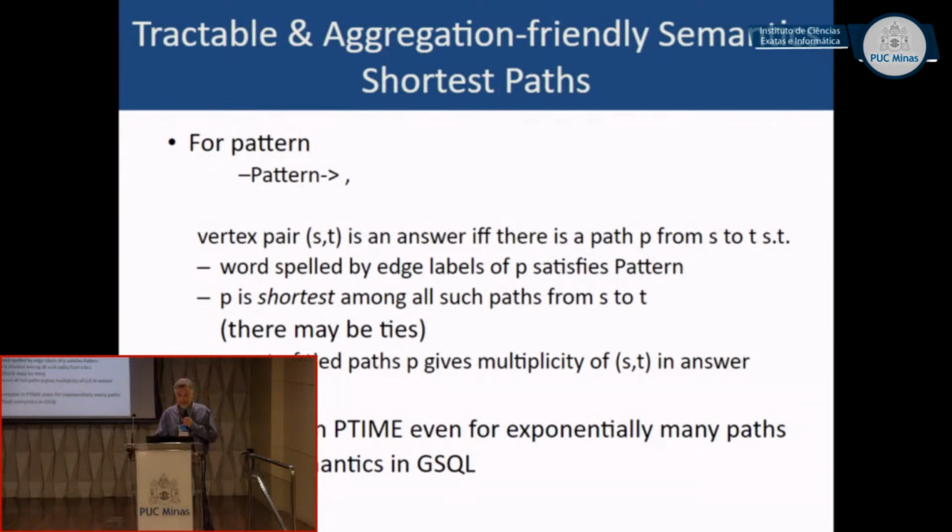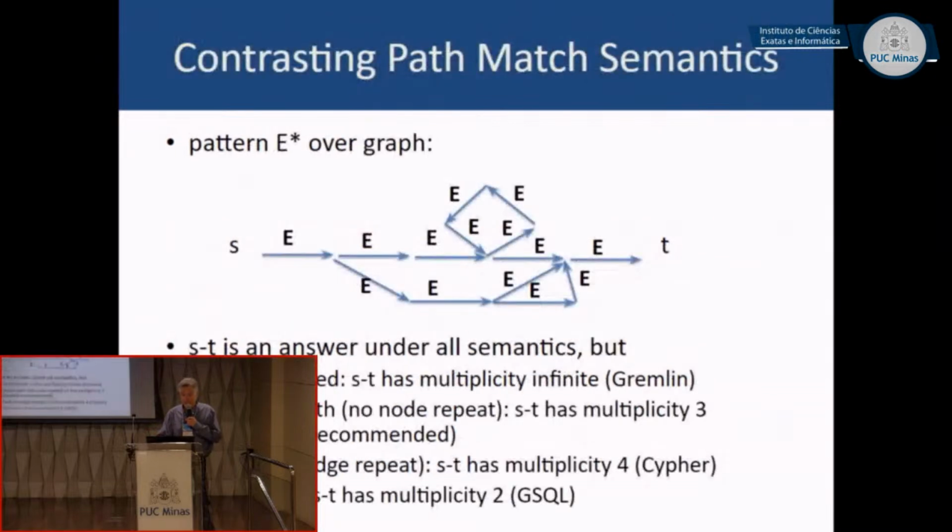And this is the default semantics of GSQL, the query language I have shown you some flavors of. Just to quickly contrast the match semantics flavors, consider this graph and the source and target vertices to the left, respectively, right. And the pattern is just E star, so an arbitrary chain of E-typed edges must be matched. Well, then the pair ST is a result of this pattern.